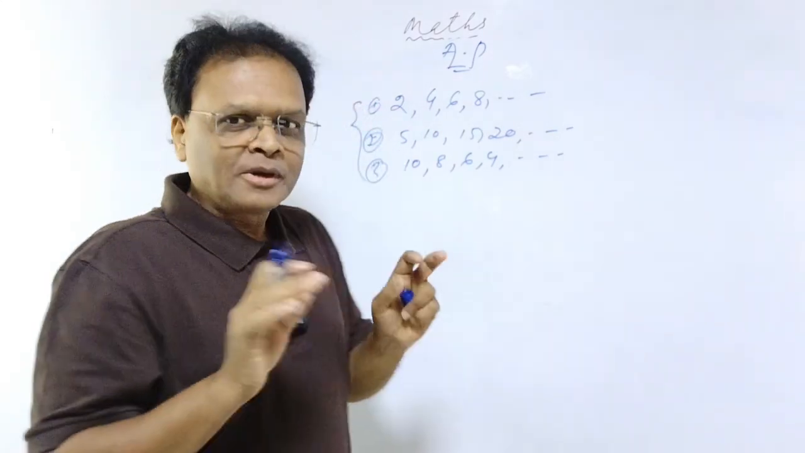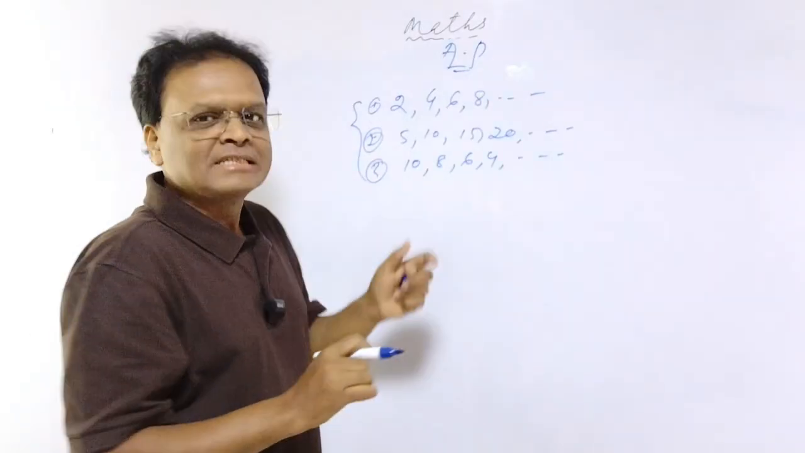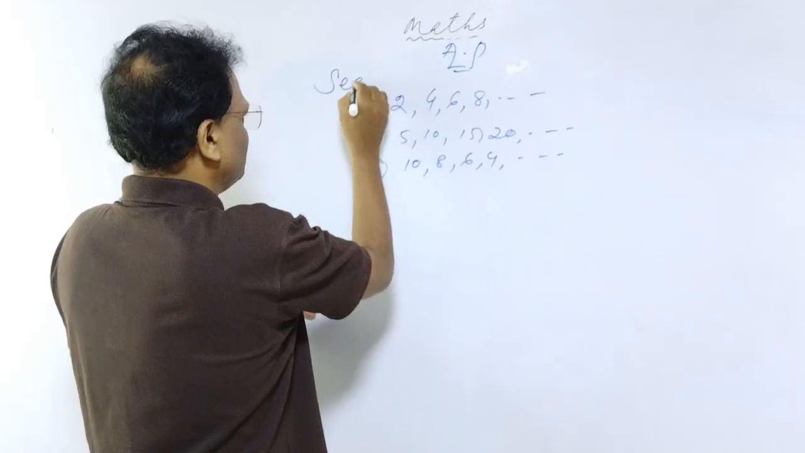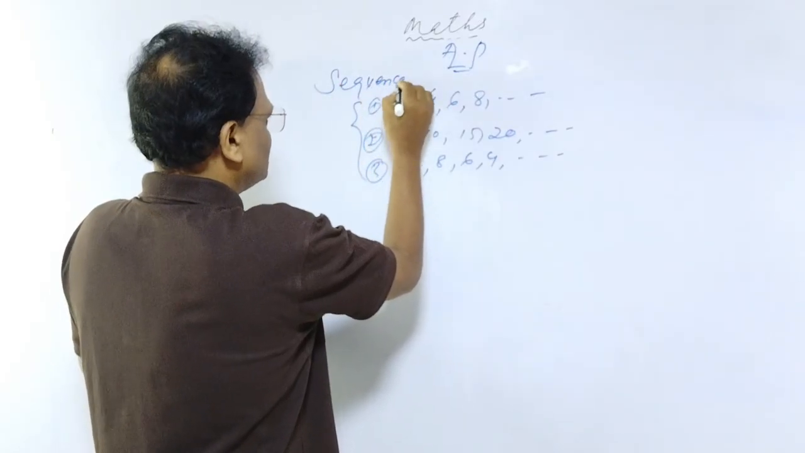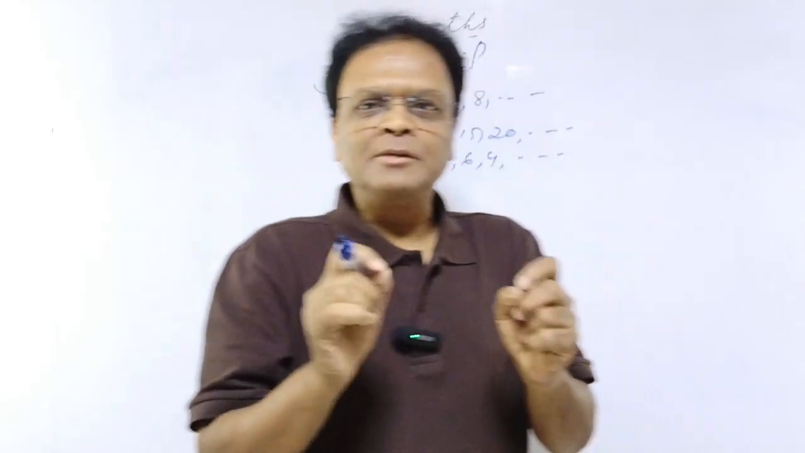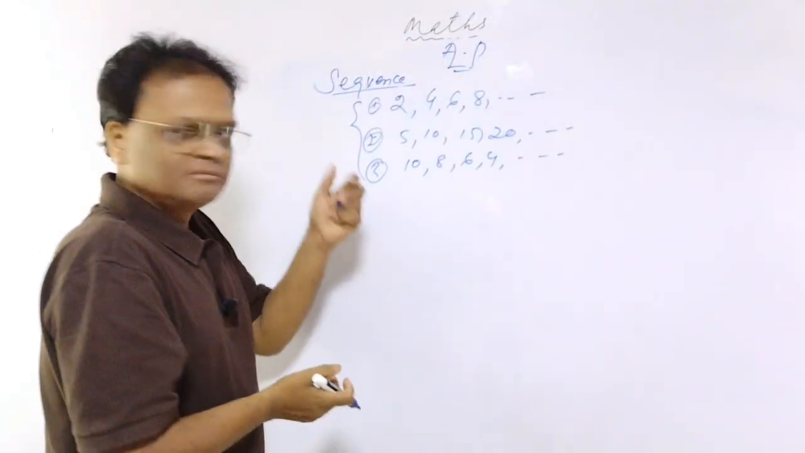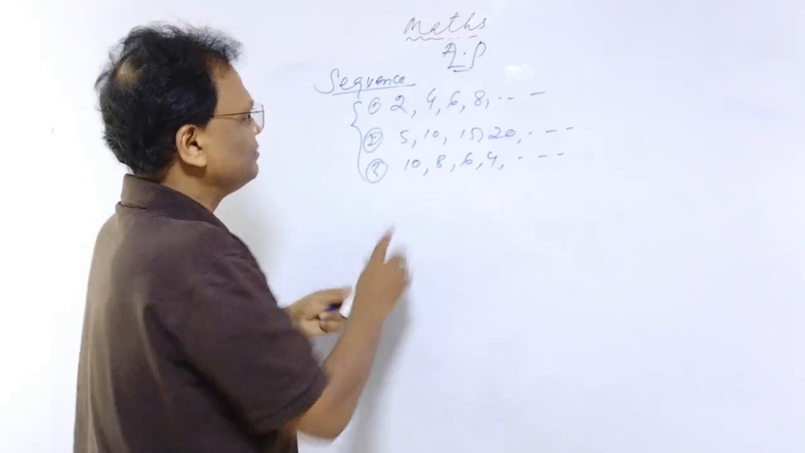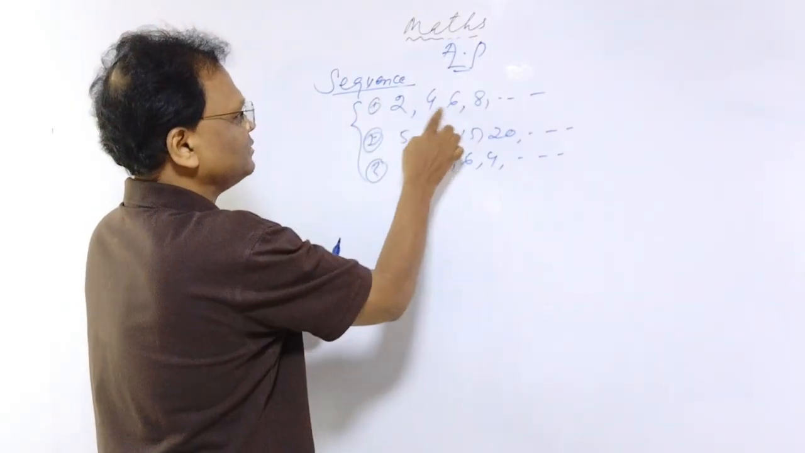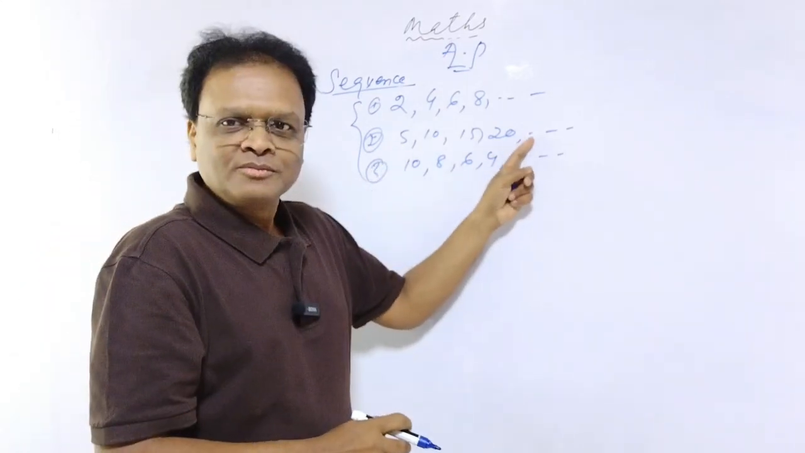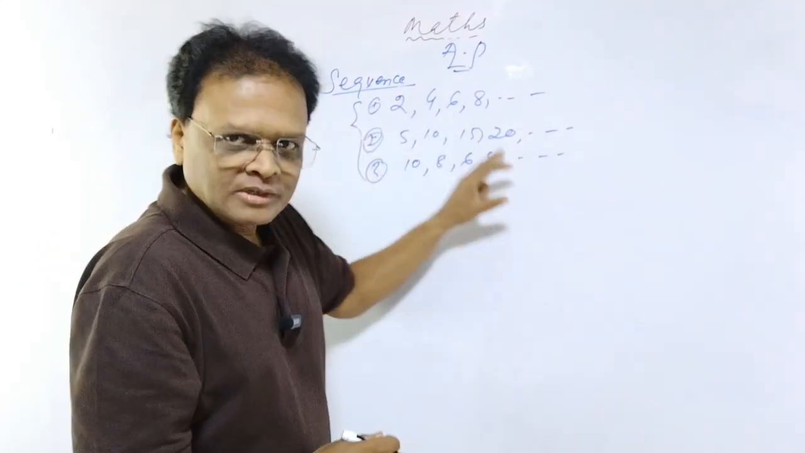This maintenance of a particular pattern, in this chapter, is called a sequence. So what is a sequence? A sequence is nothing but a set of numbers maintaining some definite pattern. And if you see the gap: 4 minus 2 is 2, 6 minus 4 is 2, 8 minus 6 is 2 only. So this is called a sequence.